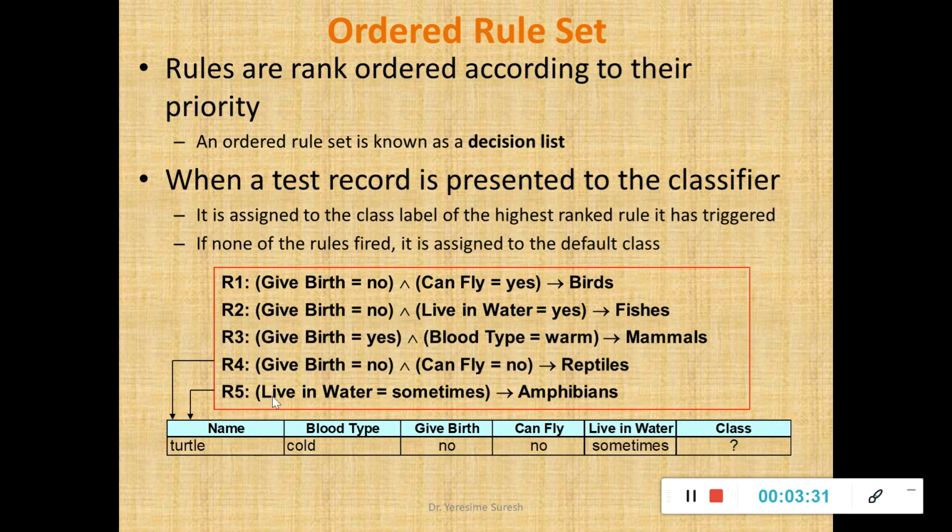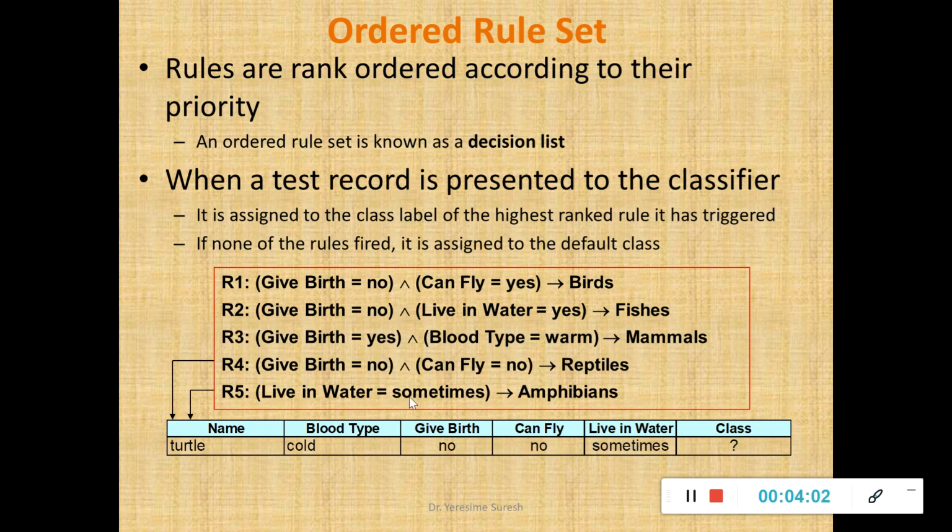We'll go to R5. Lives in water is sometimes: yes. It is getting classified as amphibian. Then there is a conflict here. You might ask, sir, how can two different rules trigger the same instance? That is the problem with respect to rule simplification. Now in this case, what is happening with rule R4? Two attribute conditions are getting matched for the new instance, whereas in the case of R5, only one attribute condition is matching.